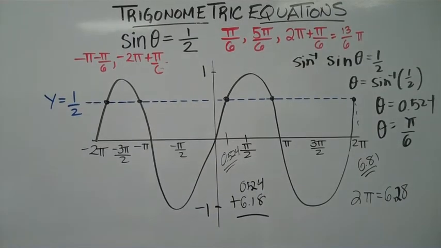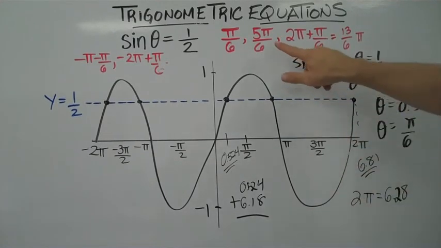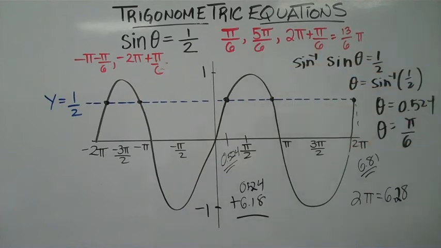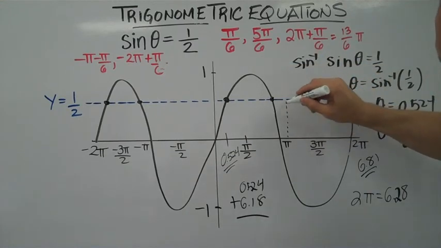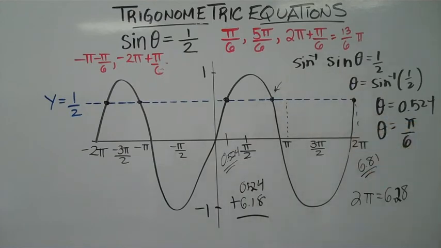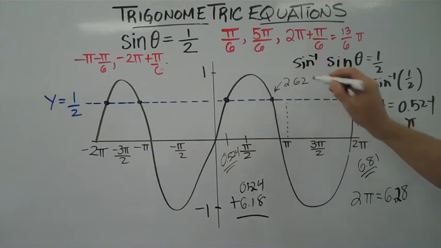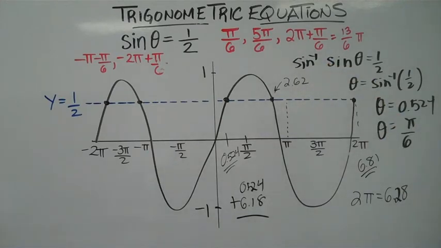We also found here that one of our answers was pi minus pi over 6, which was 5 pi over 6. We see that here. If I have pi and I minus pi over 6, I'm going to get this, which is 5 pi over 6, or in radians, it's 2.62 radians. So the two graphs match up, and which you use depends on what you're more comfortable with.